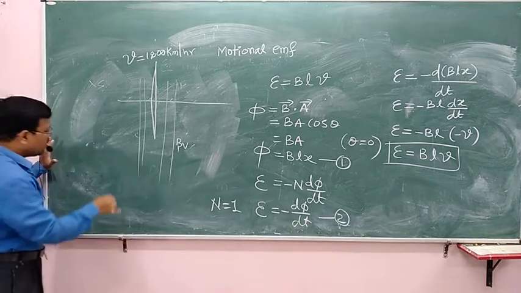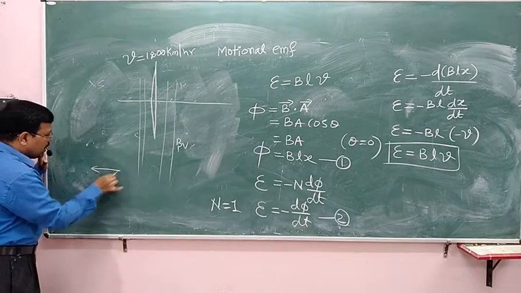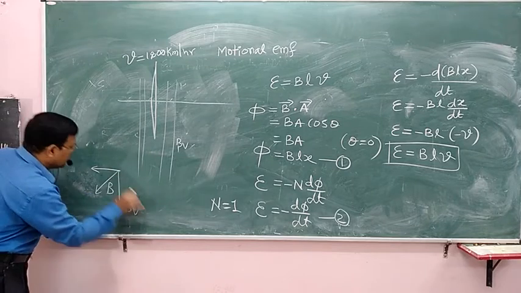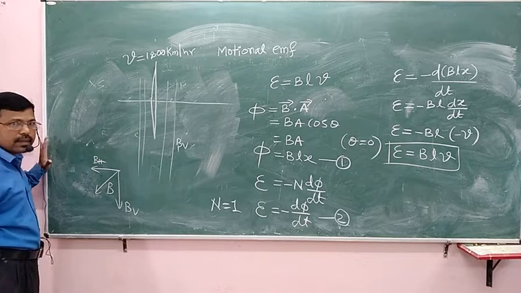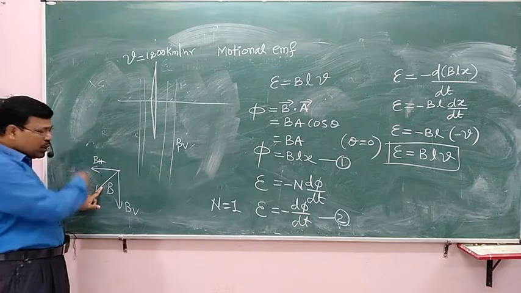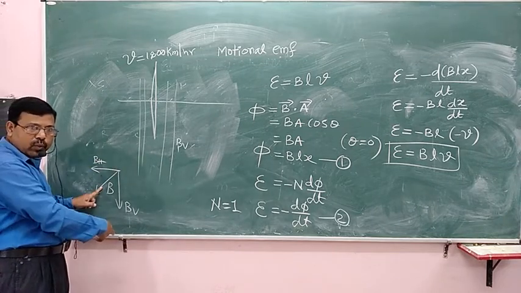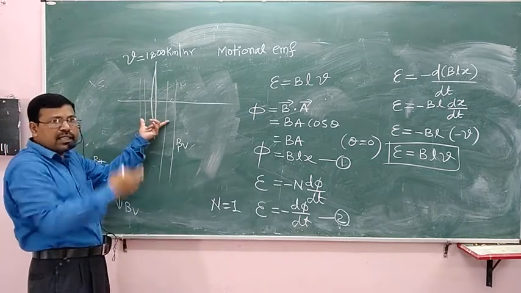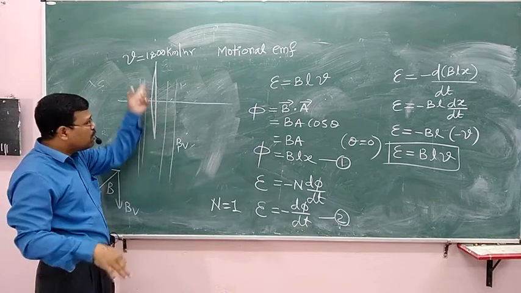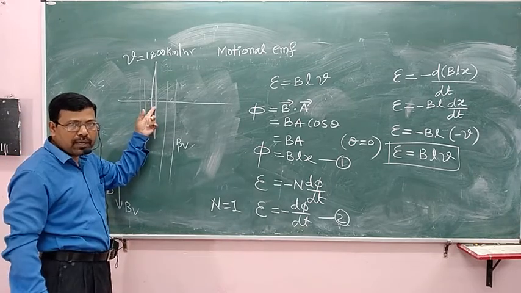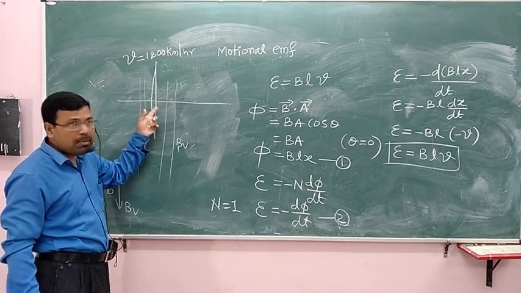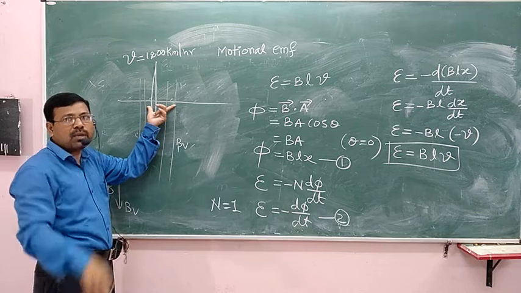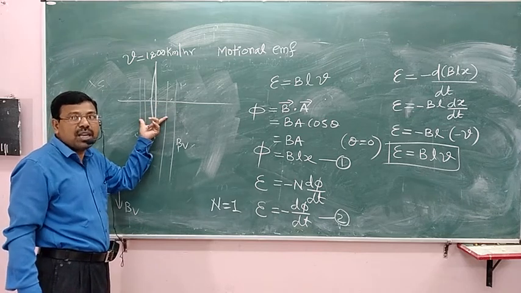As we know, this is B, and this is BV, and this is BH. B is resolved into two components, horizontal component and vertical component. The vertical component of Earth's magnetic field linking with the aeroplane changes, therefore induced EMF is produced in the aeroplane. That EMF is motional EMF because the aeroplane is a conductor and it is moving in the magnetic field.